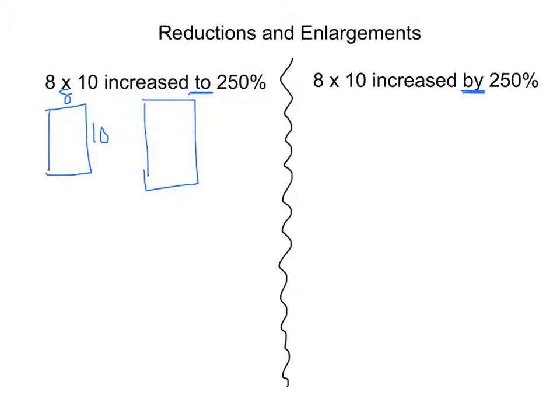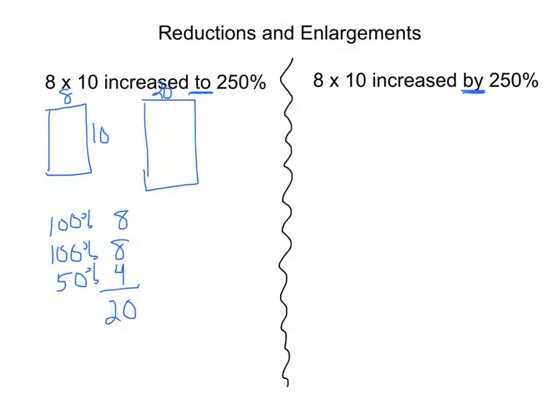Now, because I'm increasing to 250%, that means I need 100%, which is 8, another 100%, which is another 8, and then 50%, which is half of 8, which is 4. So that means that 250% of 8 is going to be 8 plus 4, which is 20. So the 8 becomes 20.